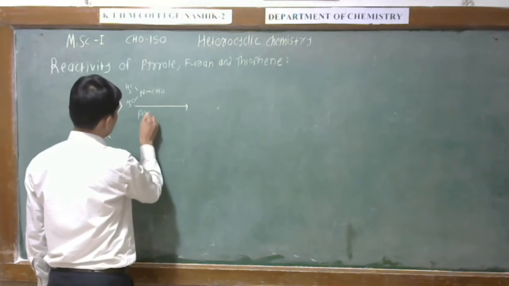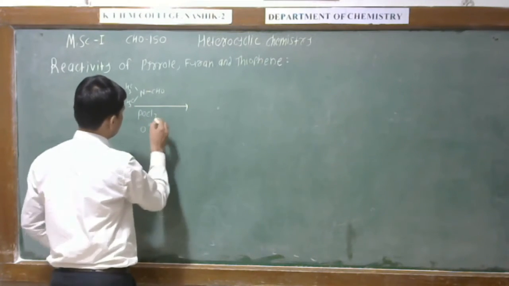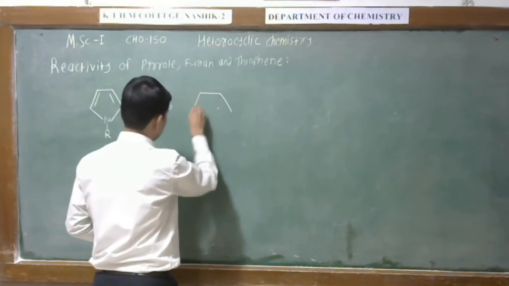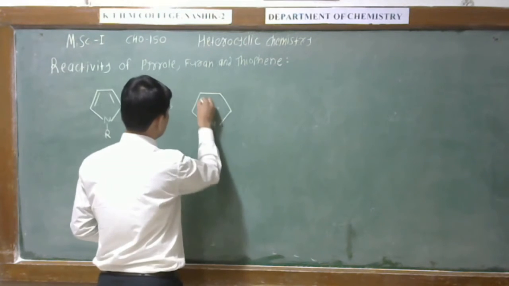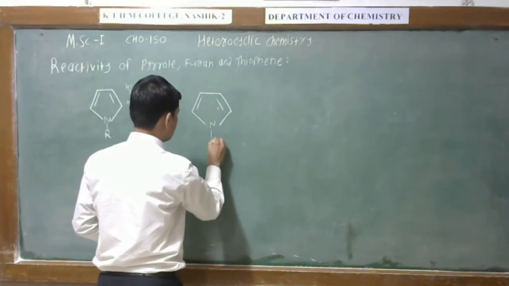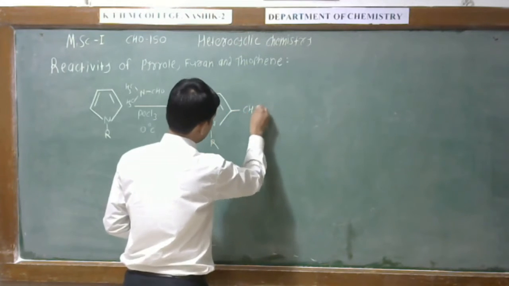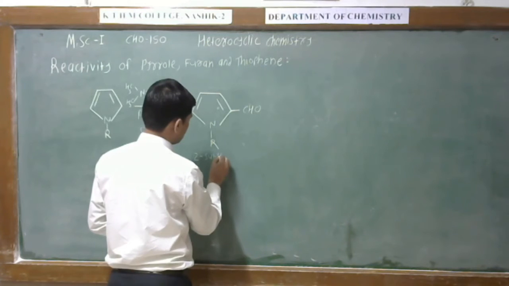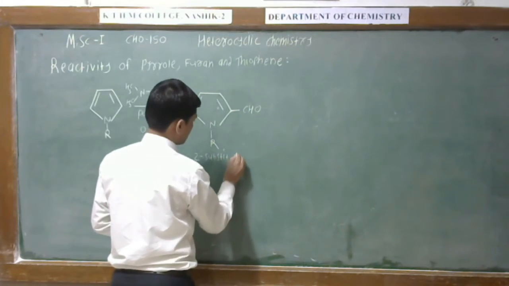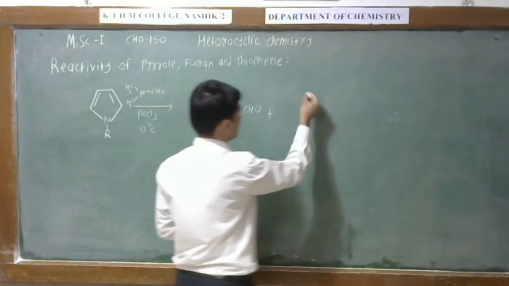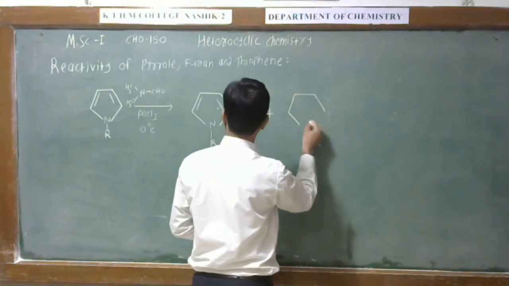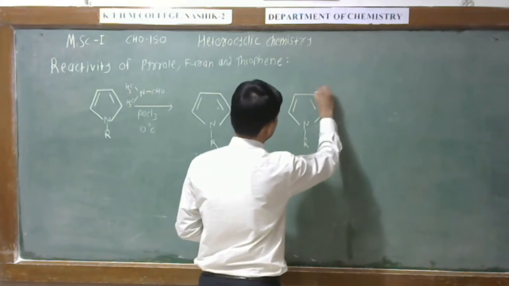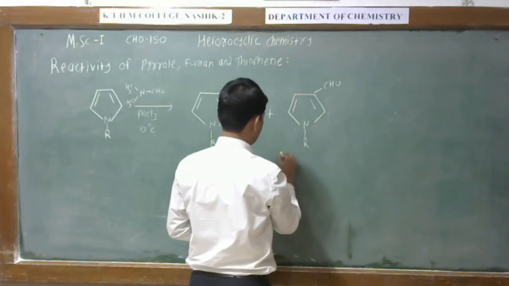and in presence of POCl3 at 0 degree Celsius, then we get here the two products. The one is the 2-substituted and another is the 3-substituted. See, this is the R and this is the CHO. This is the 2-substituted, that is alpha substitution, plus there is also formation of 3-substituted product. See, this is the 3-substituted product.